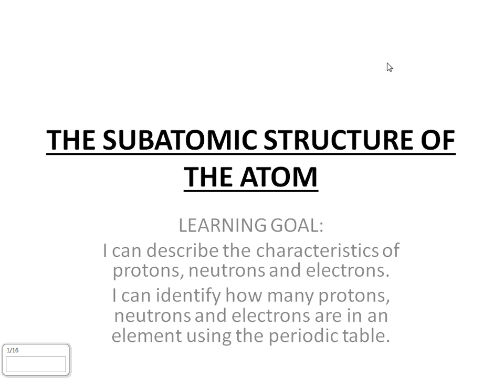Today's lesson is on the subatomic structure of the atom. So let's look at our learning goals before we get started. By the end of this video, you should be able to do the following. You should be able to describe the characteristics of protons, neutrons, and electrons. And you should be able to identify how many protons, neutrons, and electrons there are in an element if I give you some information off the periodic table.